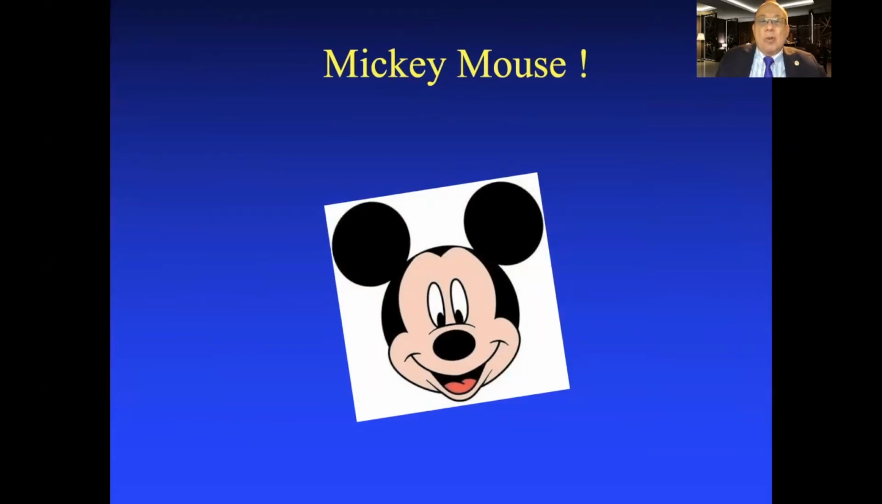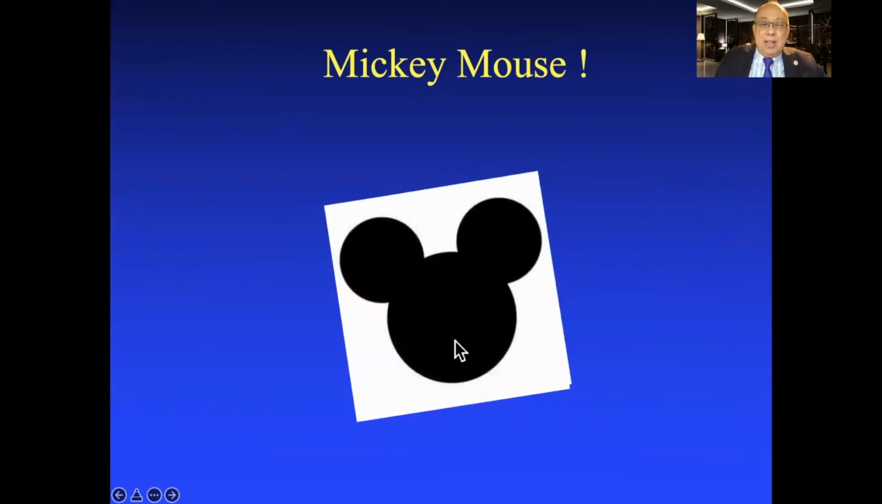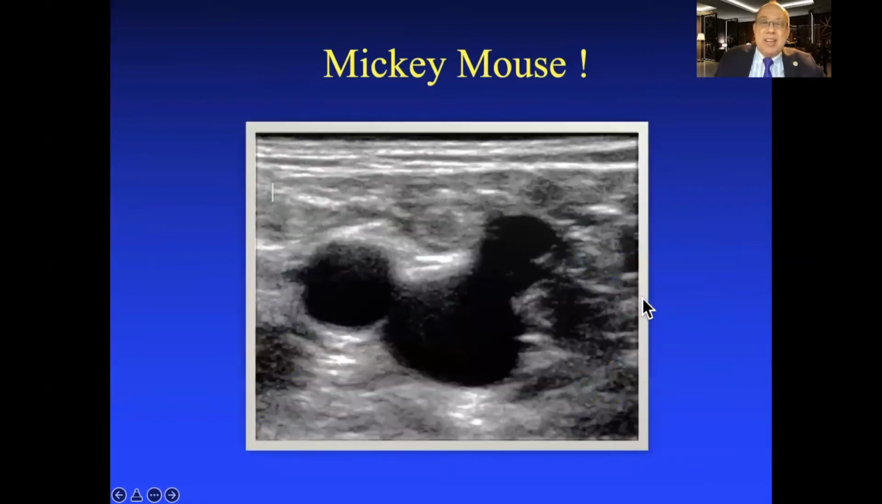We have to look for Mickey Mouse. Mickey Mouse is a very well-known character all around the world. So this is the Mickey Mouse's face. And here we have the Mickey Mouse shape. And here we have the Mickey Mouse in ultrasound. We have to identify and recognize the different anatomical structures. We will see it in the next slide.